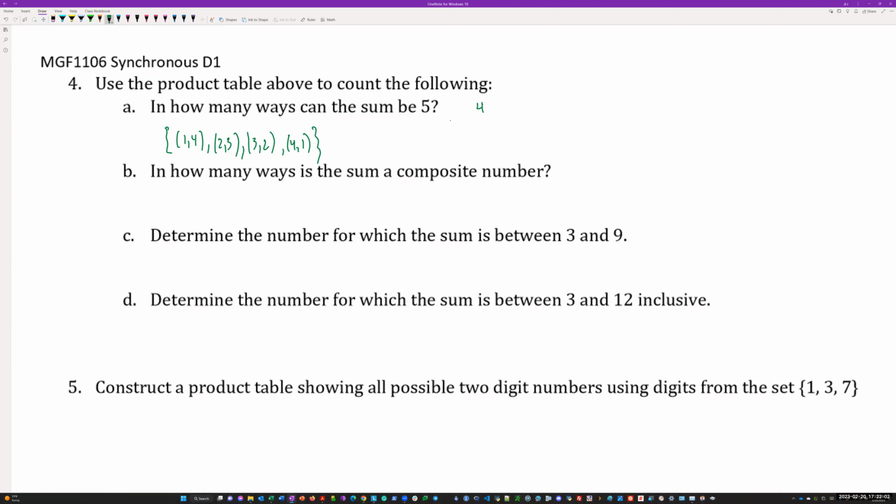And how many ways can the sum be a composite number? What does composite mean first?